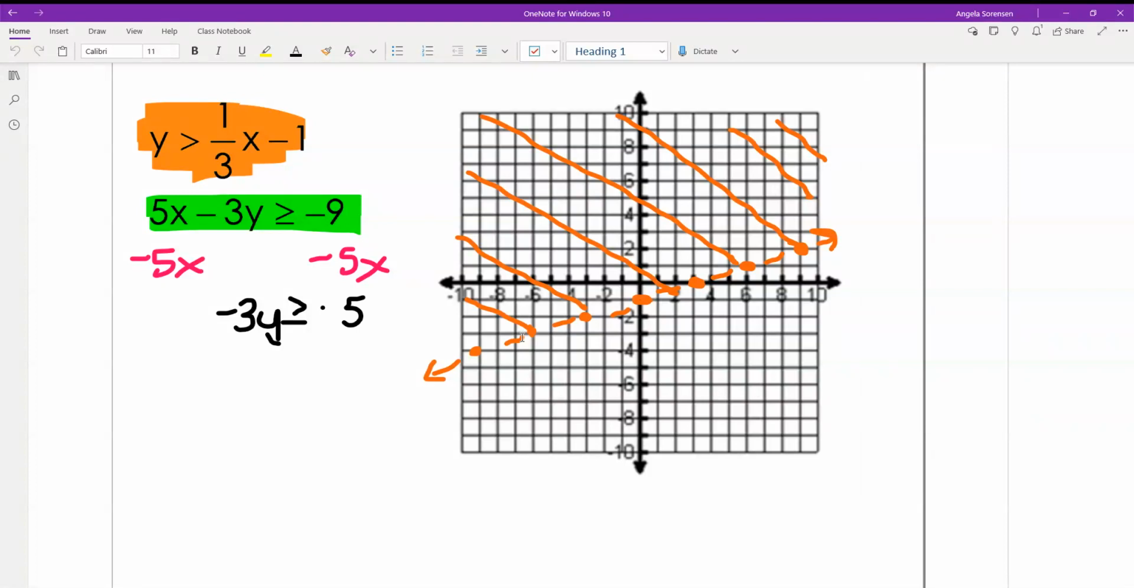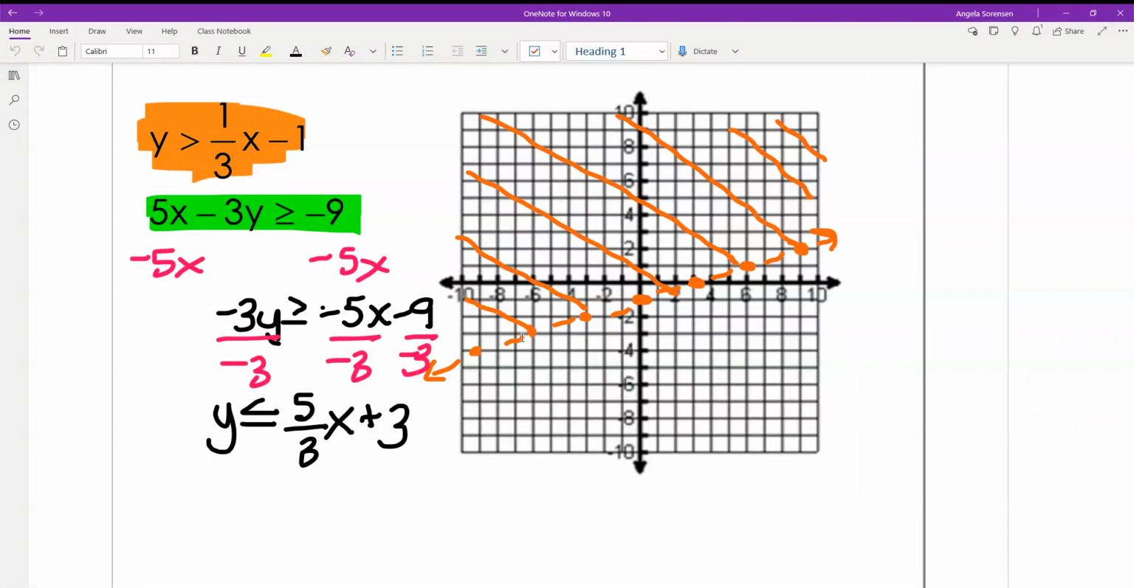Divide by -3. Now I have to divide everything by -3. Don't forget that. So when I divide everything by -3, what happens to my inequality when I divide by a negative? Switches. So I get y is less than or equal to, what's -5 divided by -3? 5/3 x. And what's -9 divided by -3? So +3. Good. The negatives cancel.